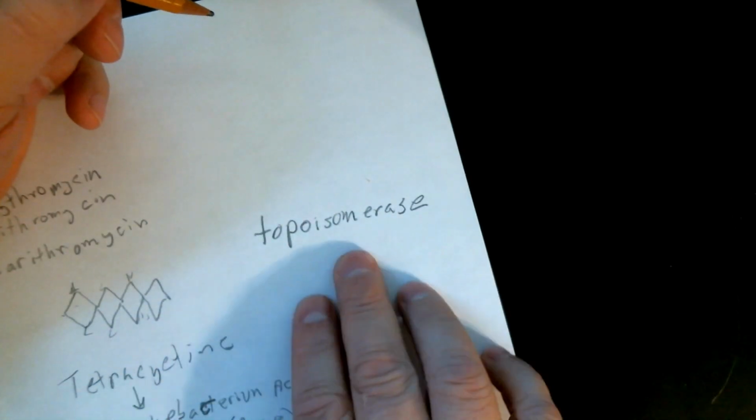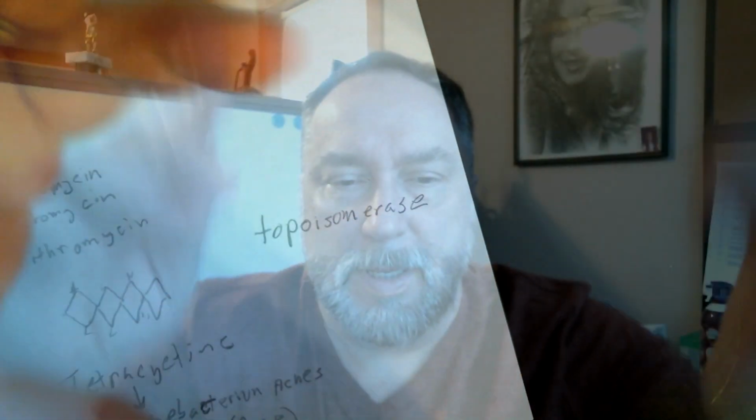Topoisomerase. Right, so they affect topoisomerase. Well, it ends in -ase, so we know it's an enzyme. That means it's going to be breaking something up. And what's it breaking up? Well, you look to the front of the word. It doesn't really tell you much. But I can tell you what it does, right?